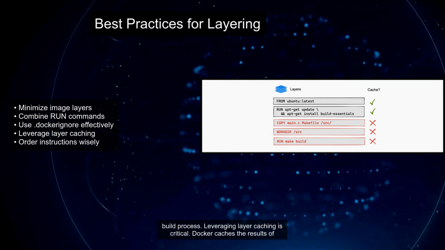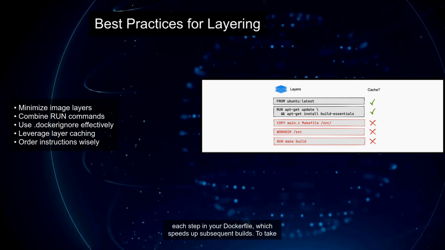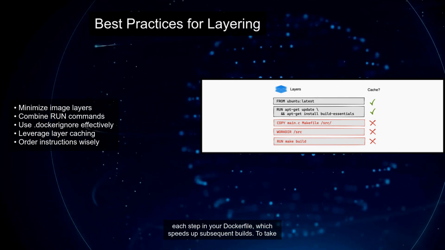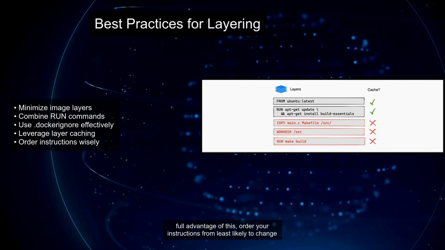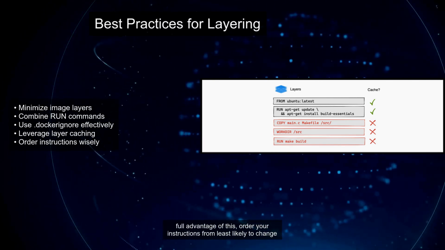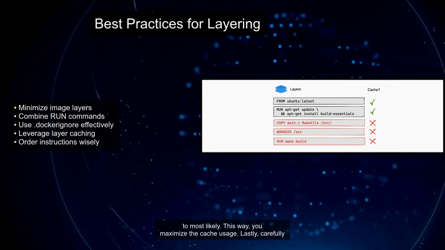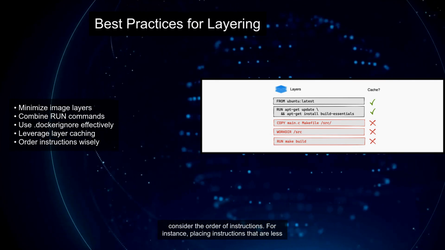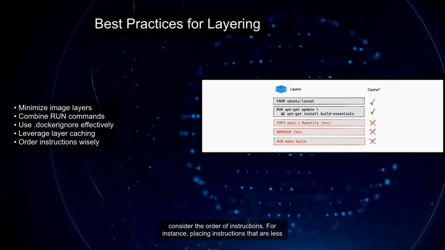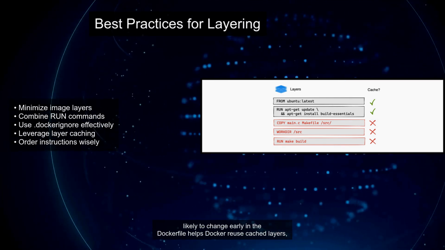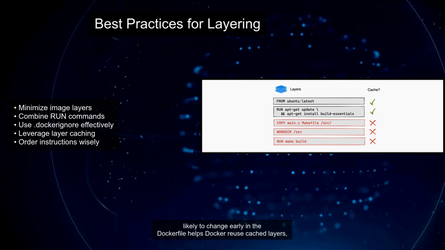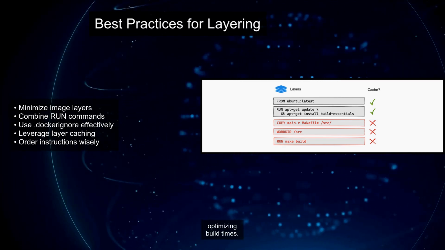Leveraging layer caching is critical. Docker caches the results of each step in your Dockerfile, which speeds up subsequent builds. To take full advantage of this, order your instructions from least likely to change to most likely. This way, you maximize the cache usage. Lastly, carefully consider the order of instructions. For instance, placing instructions that are less likely to change early in the Dockerfile helps Docker reuse cached layers, optimizing build times.